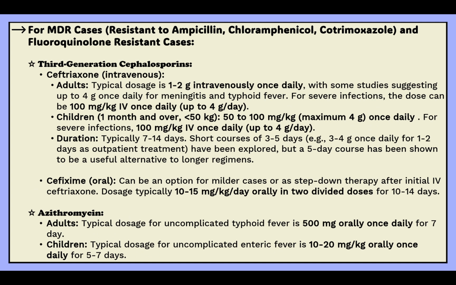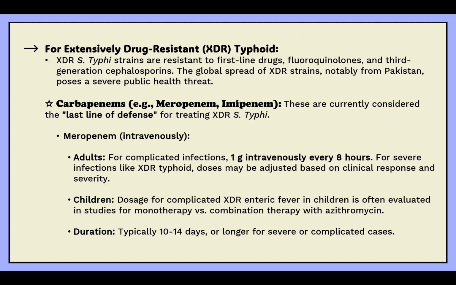Azithromycin is also effective for adults. A typical dosage is 500 mg orally once daily for 7 days. For children, it's 10 to 20 mg per kg orally once daily for 5 to 7 days.